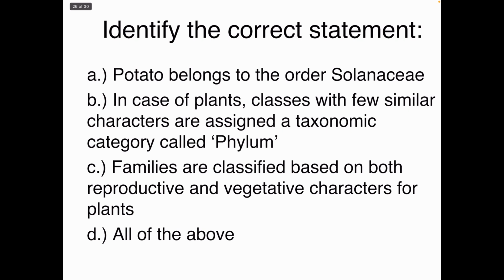Identify the correct statement. Okay, option A, potato belongs to the order Solanaceae. Option B, in case of plants, classes with few similar characters are assigned a taxonomic category called phylum. Option C, families are classified based on both reproductive and vegetative characters for plants. And option D, all of the above.